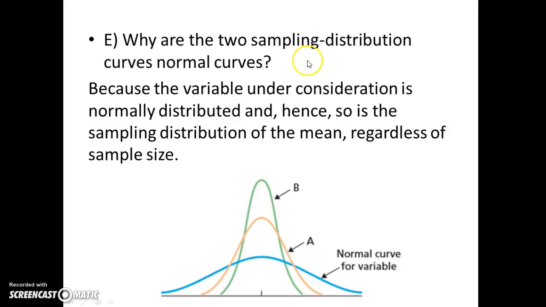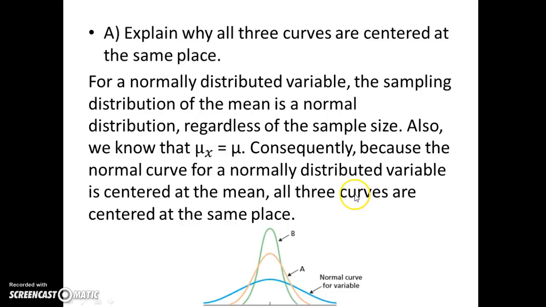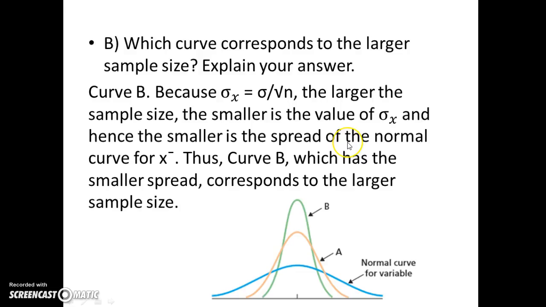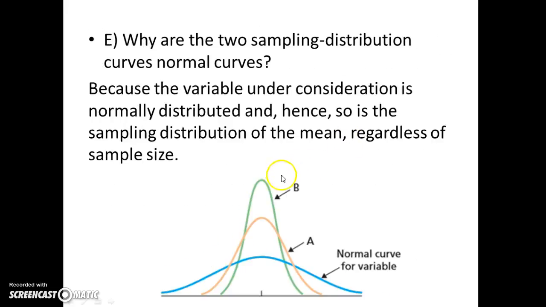Why are the two sampling distribution curves normal curves? Well, this is actually like the first question in here. Why are they normal curves? Well, because the variable under consideration is normally distributed. That's why for any sample we will always have normal curves.